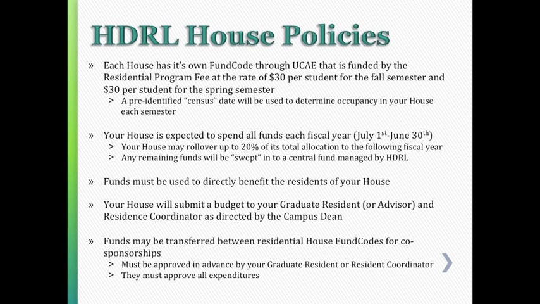Your House Fund Code is managed through UCAE, but funded by the residential program fee. The rate is $30 per student for the fall semester and $30 per student for the spring semester. Your House should spend all of its allocated funds during the fiscal year. However, 20% of your allocation can roll over to the following fiscal year. Any remaining funds beyond this 20% will be swept by HDRL.